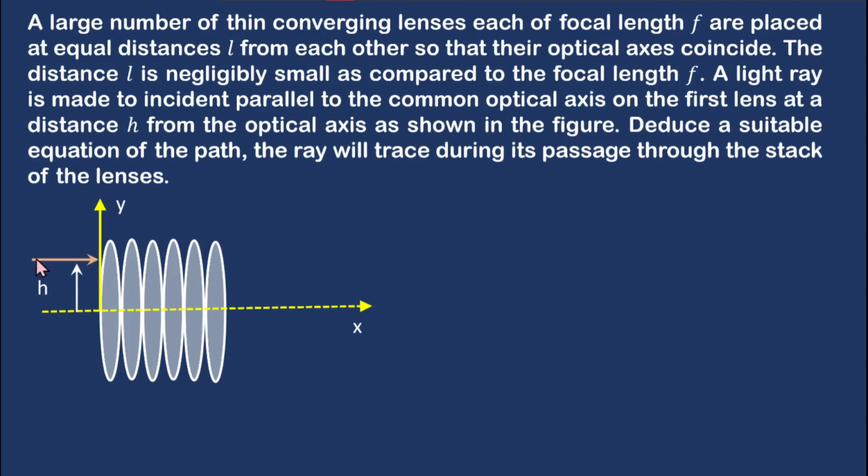So this light ray is incident on the first lens here, and the origin is taken as this point, and the principal axis is taken as x, and this perpendicular axis is the y axis, right? So you have to determine the path, or write the equation of the path, of the light ray that will cross these lenses, right?